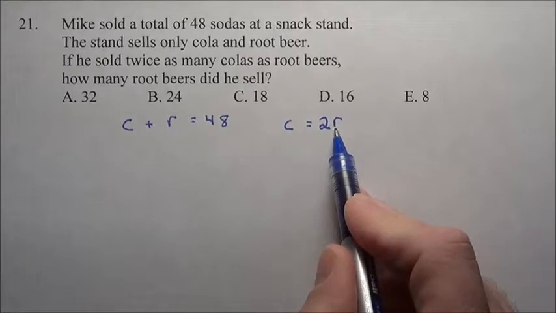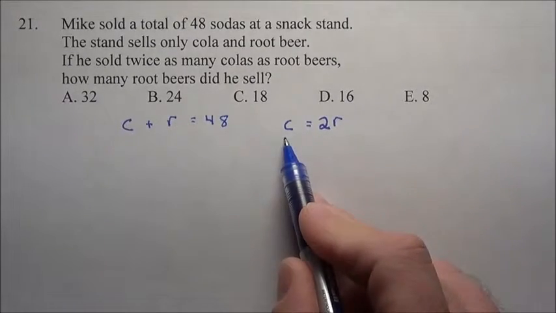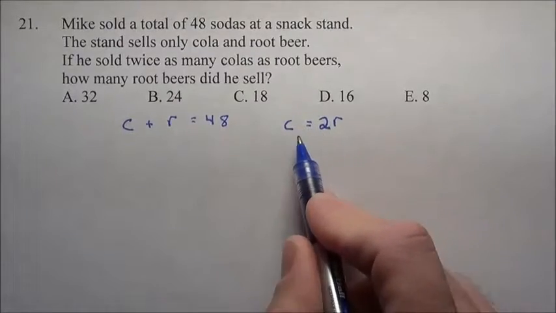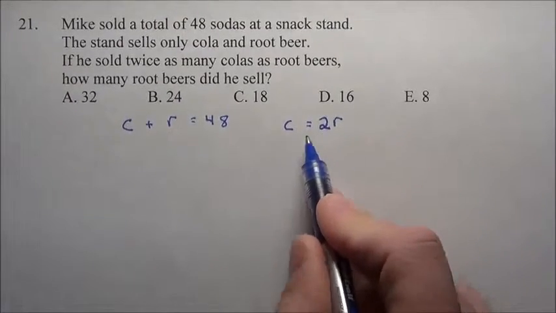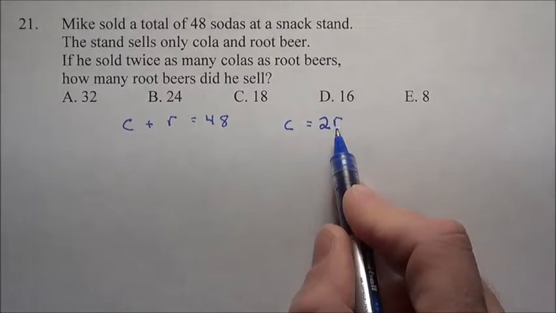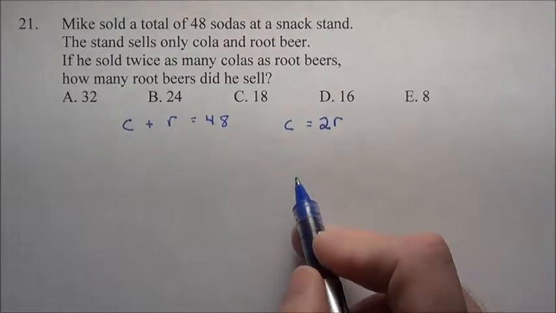Because if he sold 10 root beers, we know the number of colas is 20. And he sold twice as many colas as root beers. So just put the C and R and then think, where does the 2 need to go? So the number of colas is twice as many. 2 times the root beers will equal the number of colas sold.